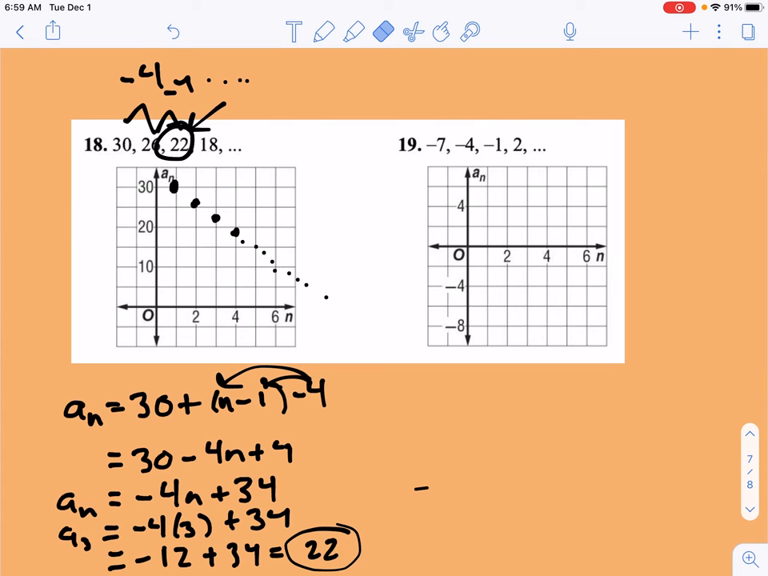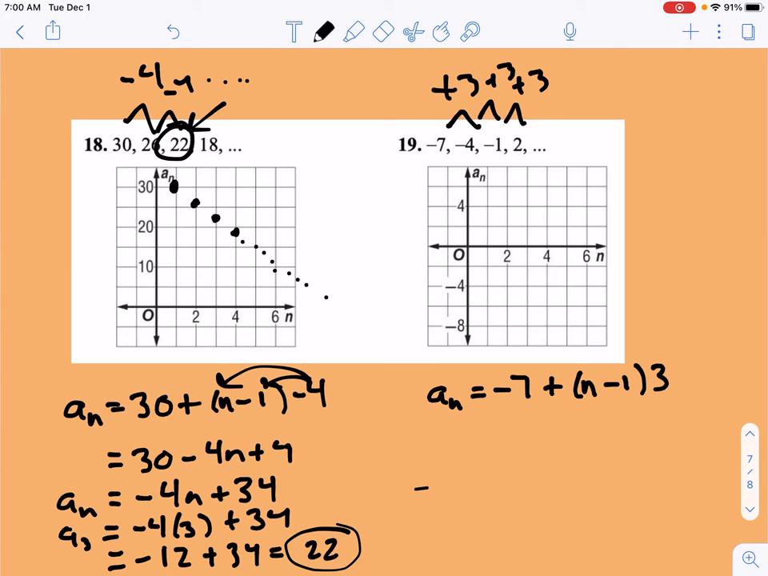All right, so let's figure out our common difference. First of all, we need to know what d is. So it looks like we are going up 3 every time. And we are. So a_n equals your first term, which is -7, plus, and then (n minus 1) times your common difference, which is +3. Remember, you always want to keep your sign with your common difference. That's pretty important. All right?